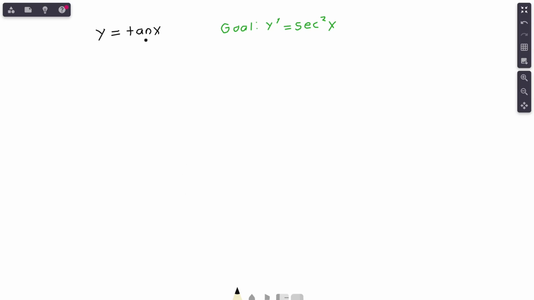So the first thing we're gonna do is look at tangent x and ask ourselves, what is tangent x? What do we define tangent x to be? Well, tangent x is sine over cosine. And why did we do that? Well, notice now that we got a numerator and a denominator. This right here is a quotient.